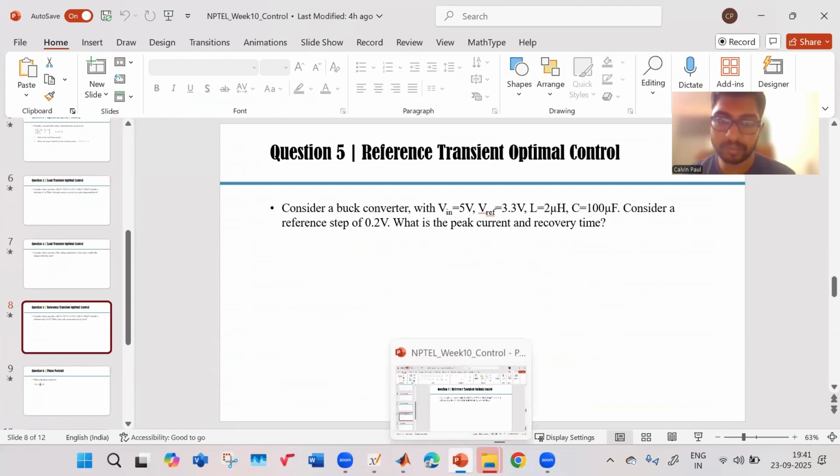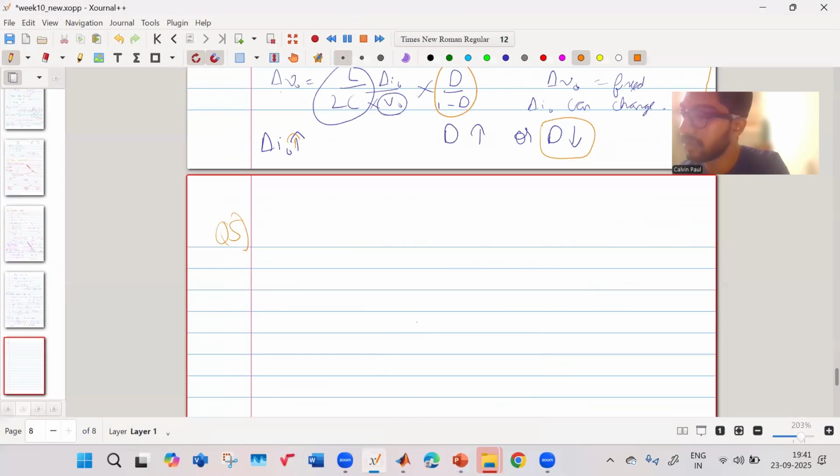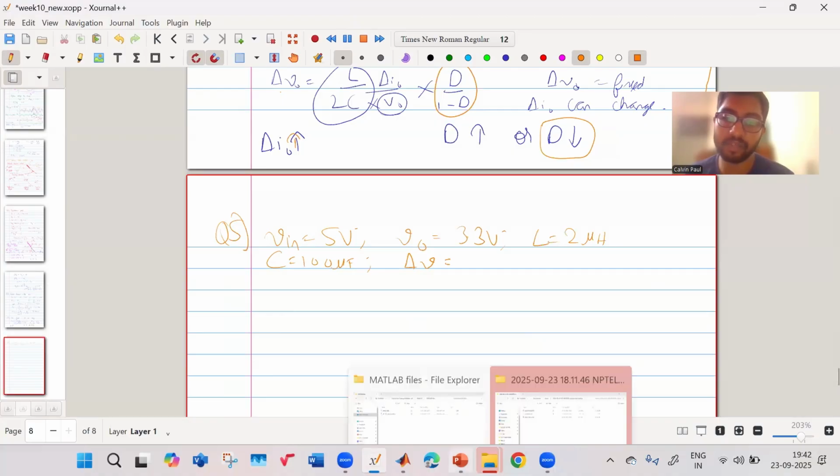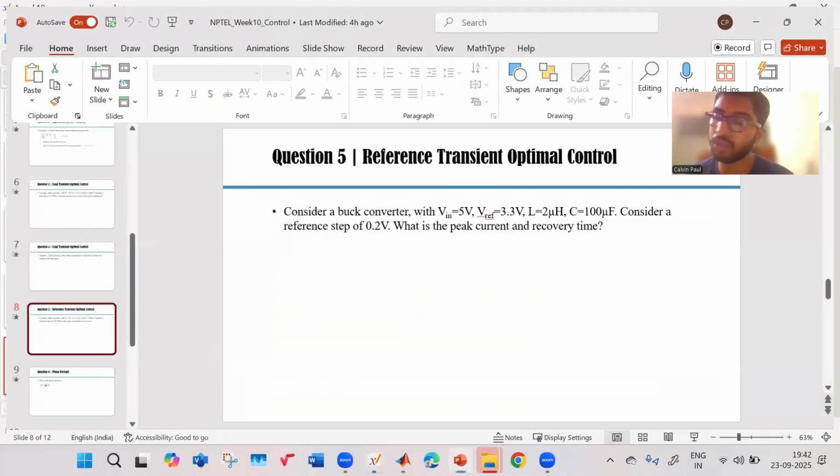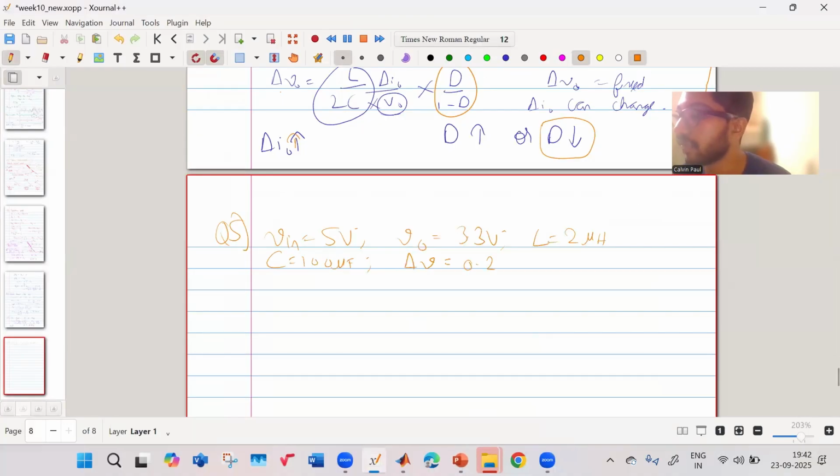So for this, input is 5 volt, output is 3.3 volt, L is 2 microhenry, C is 100 microfarad. Delta V step which you have to give is 0.2 volt. 0.2 volt step you want to give. Okay.